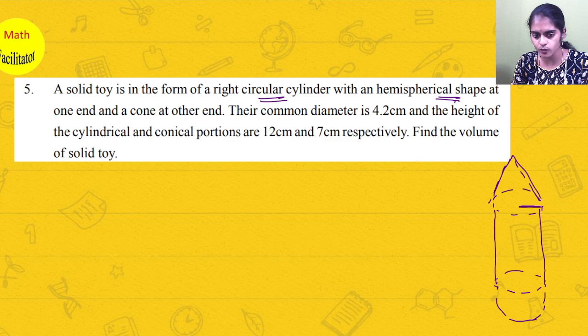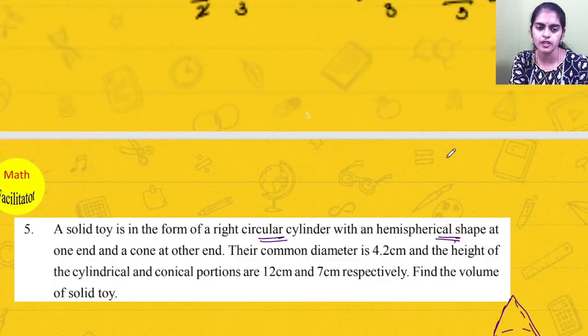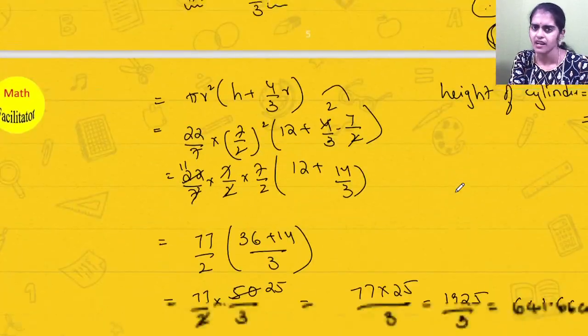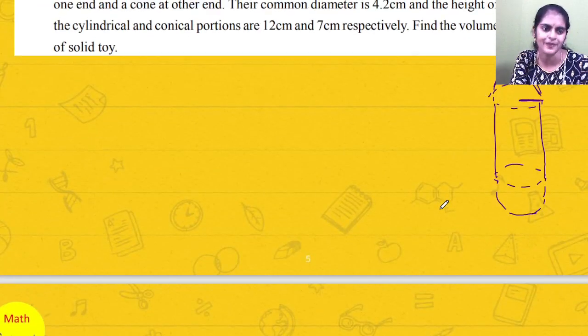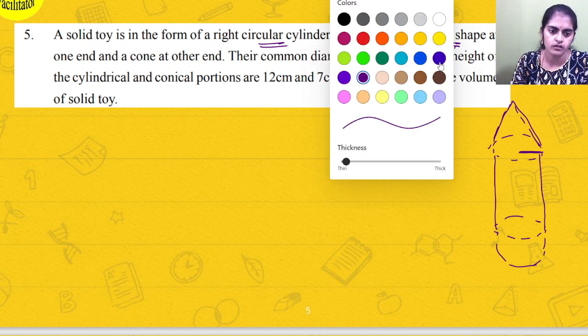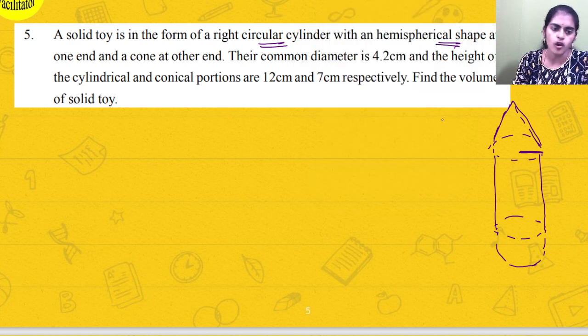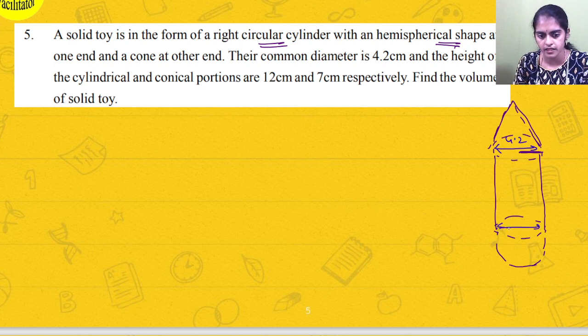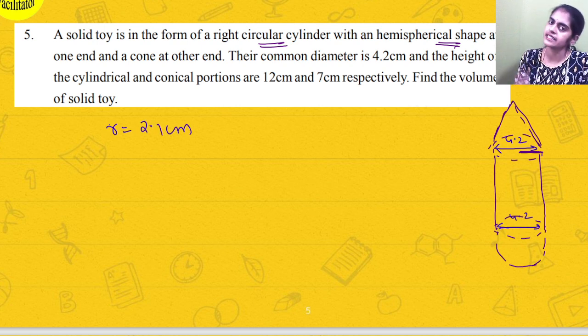Usually when two ends of the cylinder are given to you, we take it horizontally this way. Otherwise, you can take it vertically also, no problem. But remember, at one end you have a hemisphere, at the other end a cone. The common diameter, that means this total diameter, is 4.2. So the radius is 4.2 divided by 2, which is 2.1 centimeter, for the cylinder, the cone and the hemisphere. The common radius is 2.1.